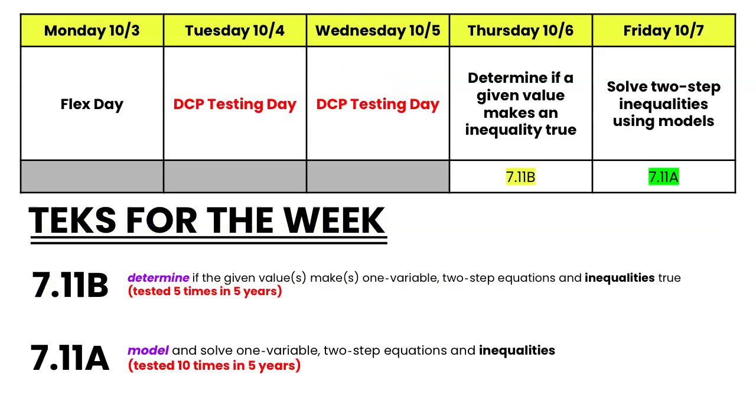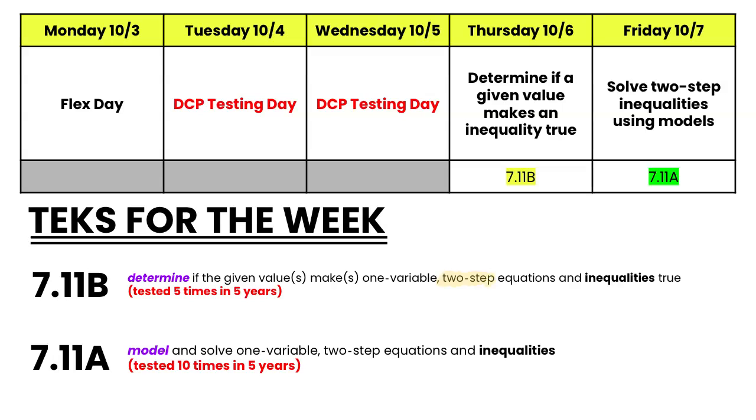As we look at the weekly overview, you'll notice that there are only 2 instructional days this week because of district checkpoint testing, and we will turn the page from equations now to inequalities. 7.11B is a supporting standard tested every year the last 5 years, where we want to determine if the given value makes a one-variable, 2-step inequality true. And as we'll see in a second, it's the 2-step part of that is new to 7th grade.